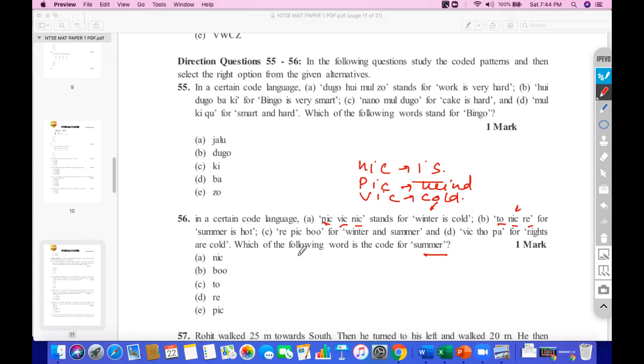I have to find it for summer, right? So I have to, ray, pick, boo, and wick is for cold. So cold is wick here and summer is hot. So try to understand this, tonic ray, and anywhere ray is coming, tonic ray and ray are common here. So this is summer is hot and summer is hot. So summer is common. So it would be D. So 56 answer is D.